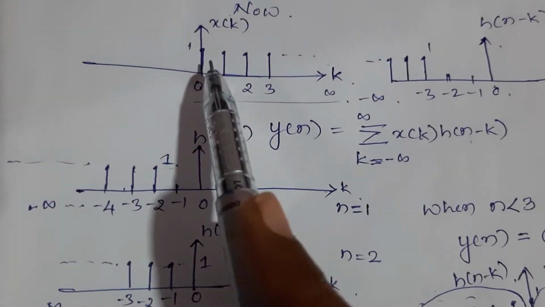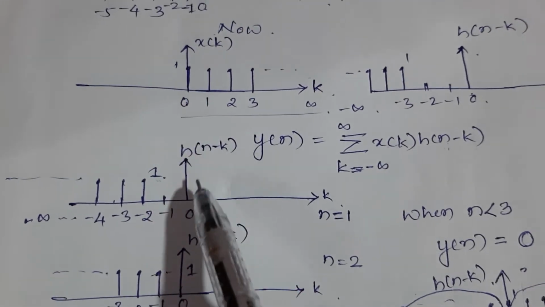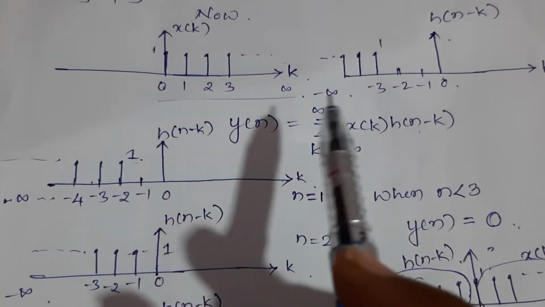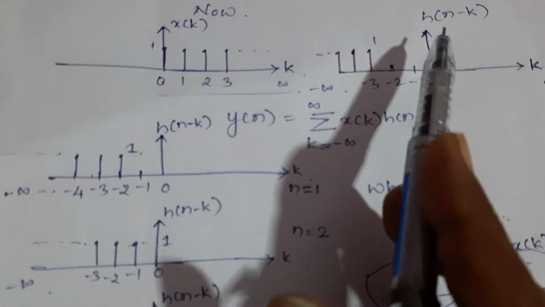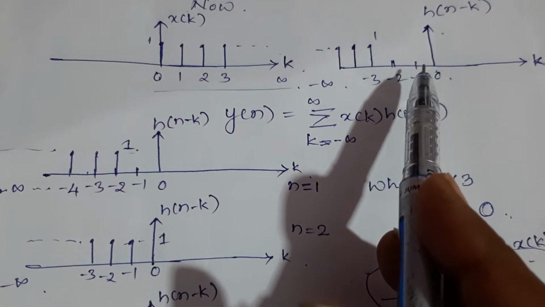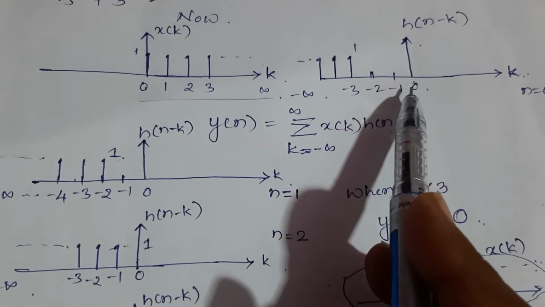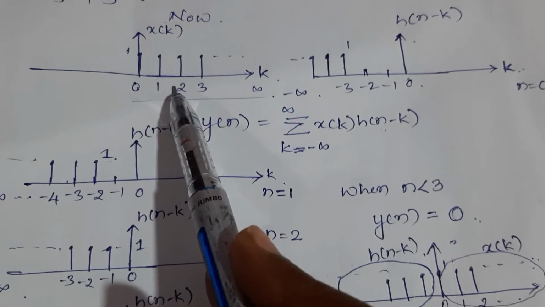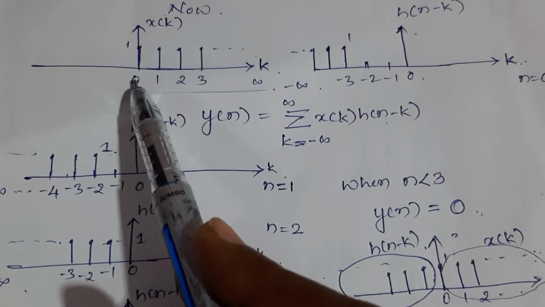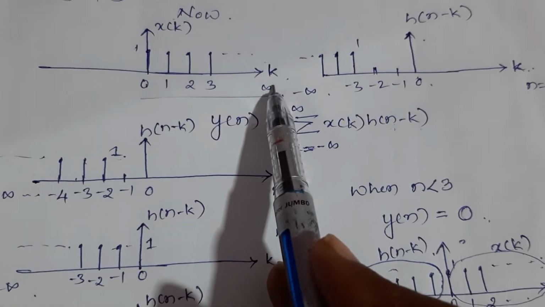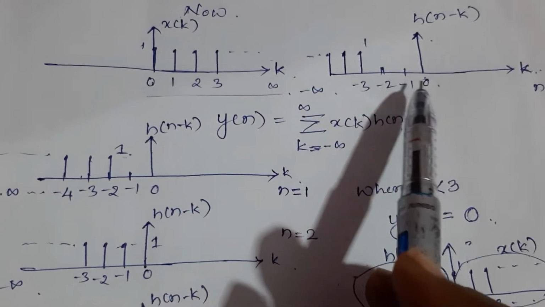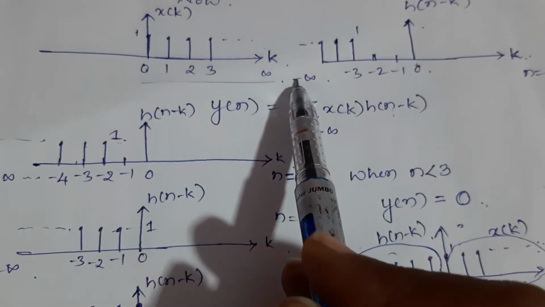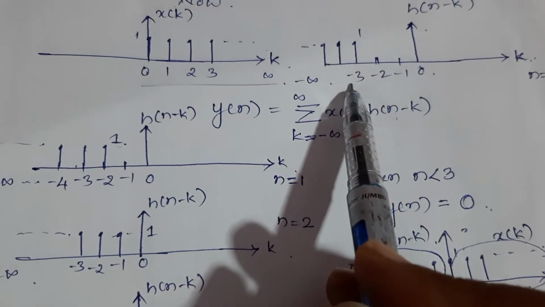So now this is our x of k and the same signal h of n minus k. h of n minus k with n equal to 0 is this. Now if we see this h of n minus k signal and x of k signal, this x of k starts from 0 and runs up till infinity, wherein the h of n minus k signal is there from minus infinity to minus 3.